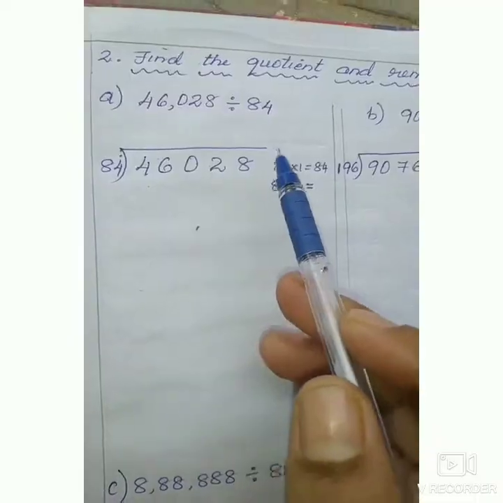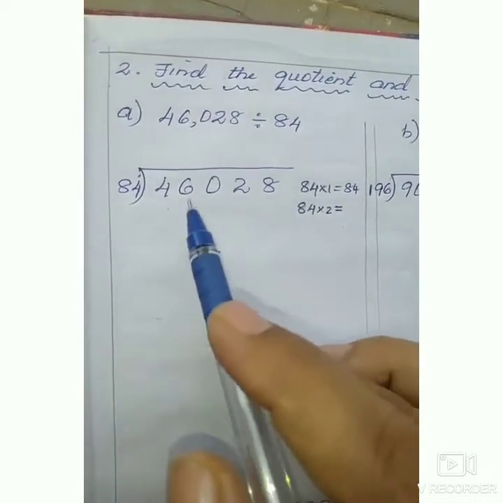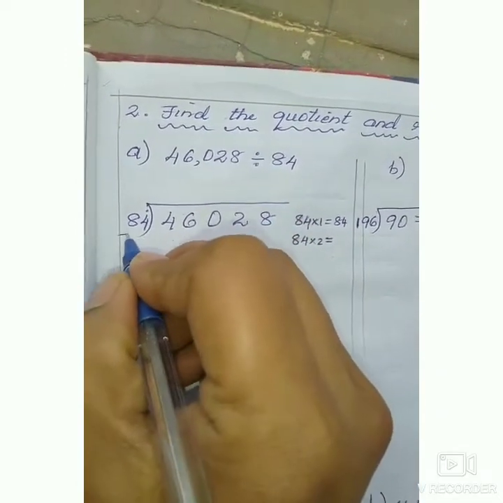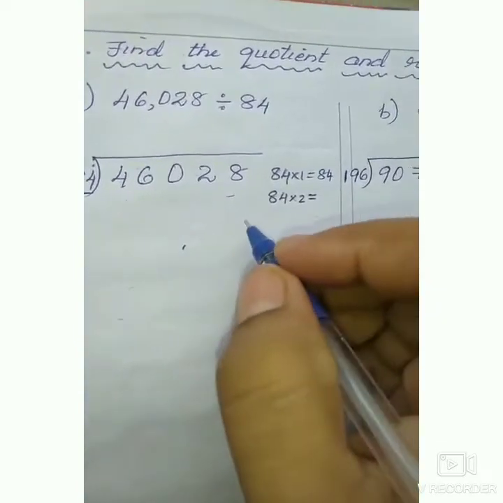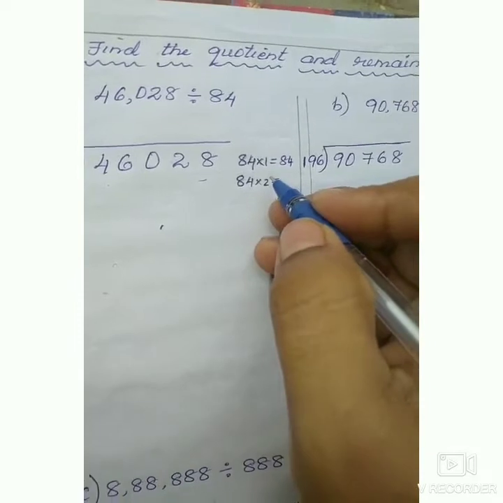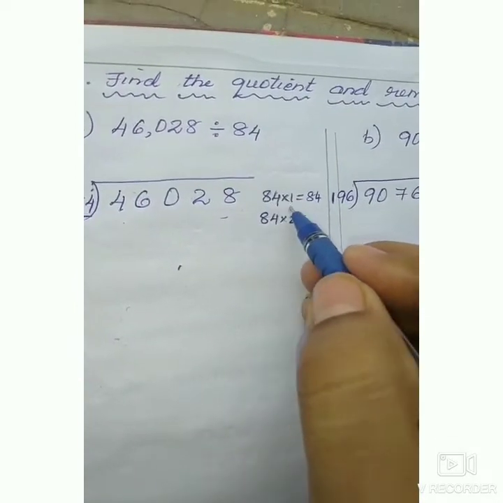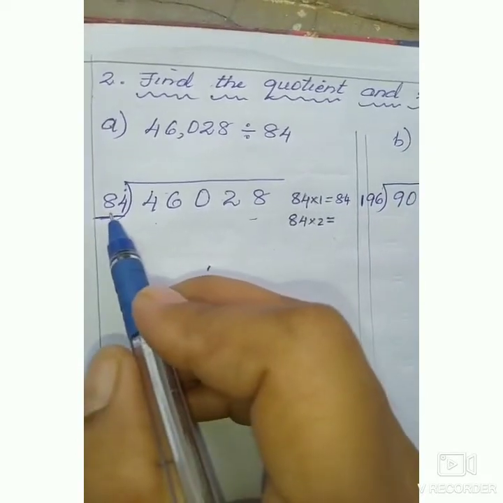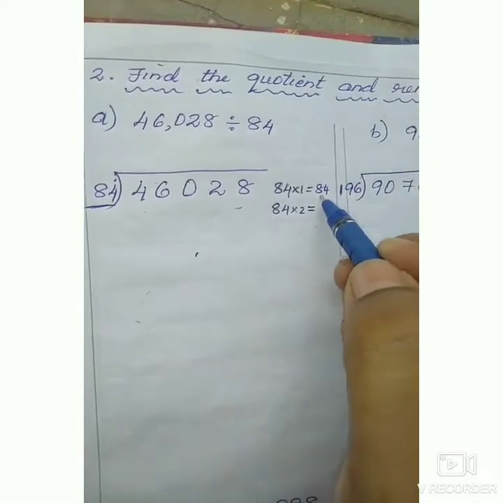Now let us start dividing the sums and find the quotient and remainder. Now these are the large numbers to be divided, by divisor 84. We can't remember the 84 table, children, so you can add and write, or you can multiply. Multiplication: 84 ones are 84. So here the table starts from 84, children.